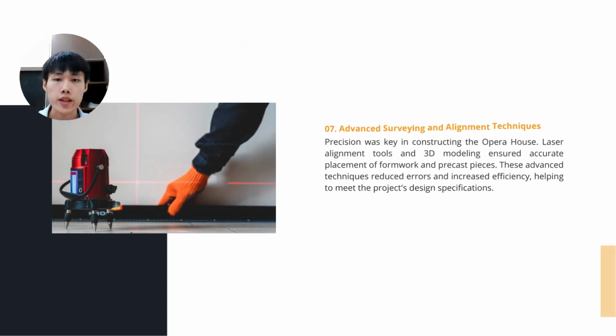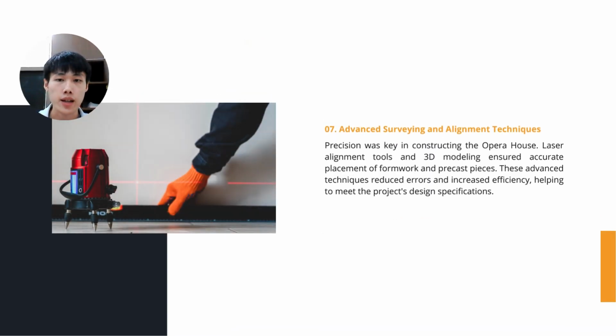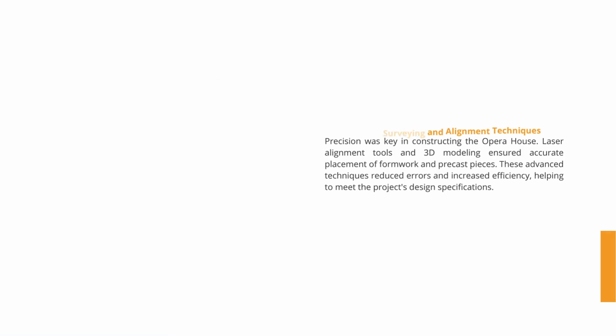And last is advanced surveying and alignment technology. Precision is key in constructing the Opera House. Laser alignment tools and 3D modeling ensure accurate placement for formworks and precast pieces. This advanced technology reduces errors and increases efficiency, helping to meet the project's design specifications.